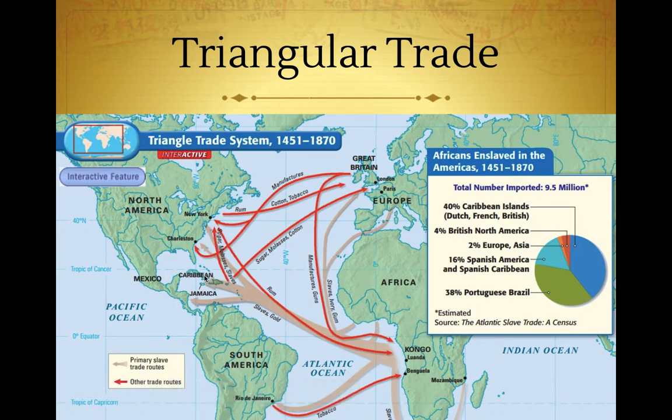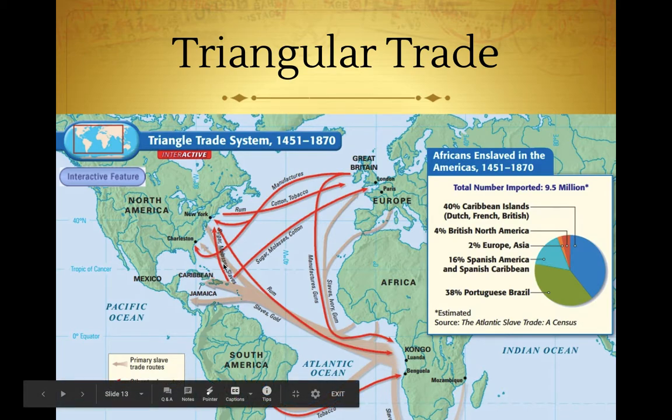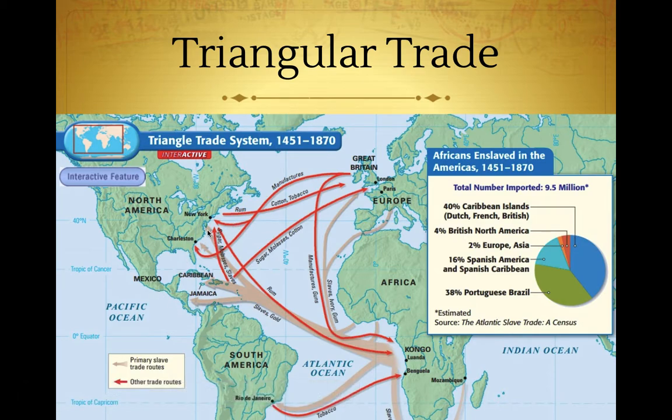And from the Caribbean, they'll be brought to different sugar plantations there, or they'll go to Brazil, or a small number of them will make it to Central America or to the East Coast of the 13 colonies. So you can see in our chart here on the right, total number imported.